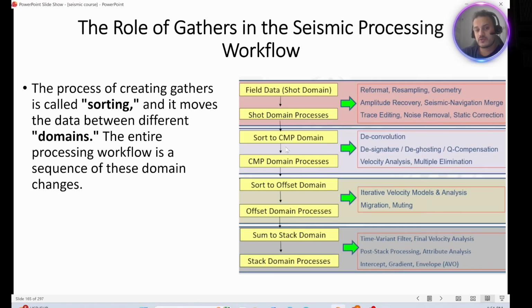Then we move to the CMP, common midpoint domain. In this domain we do processes like deconvolution, multiple elimination, and velocity analysis. Then we move to the offset domain, where we do the stacking, stacking all the data from multiple traces into one trace. We also have the stack domain processing, which is after the stack. We convert the data to 2D or 3D modeling, and also do the inversion.